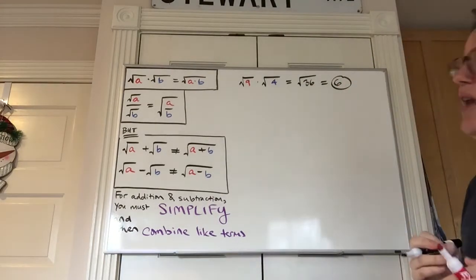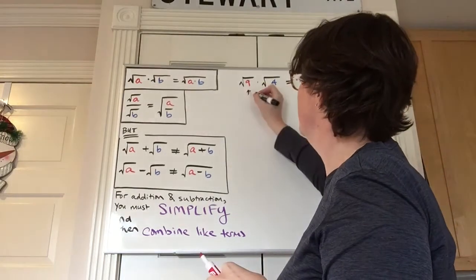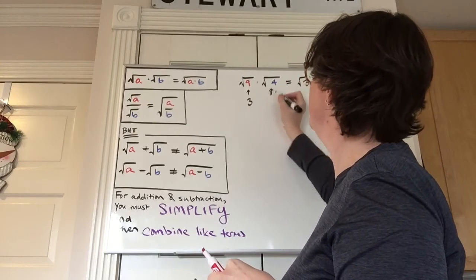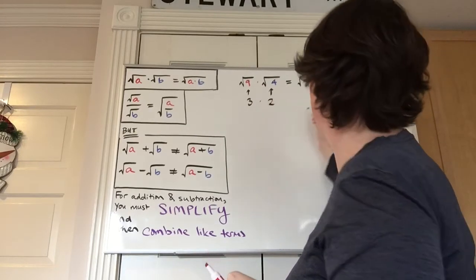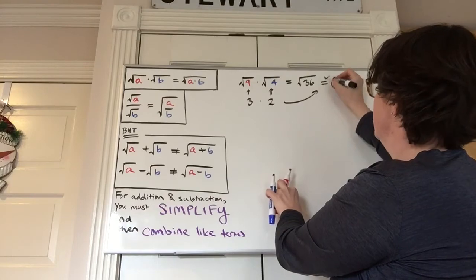And I can prove that that works because I know that the square root of 9 is 3. I know that the square root of 4 is 2. 3 times 2 is indeed 6.